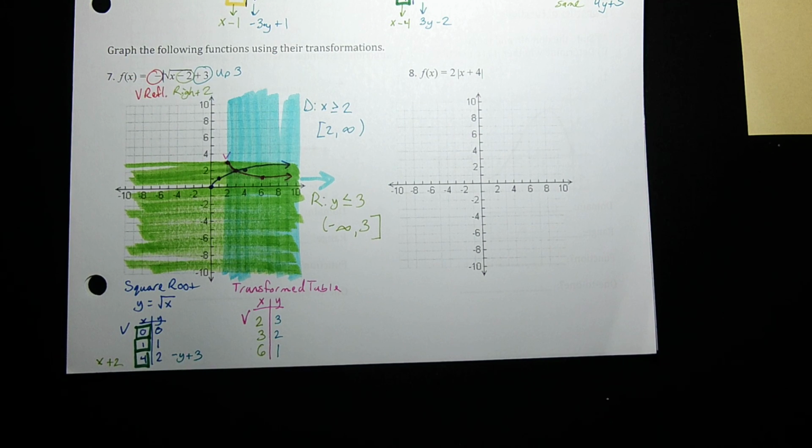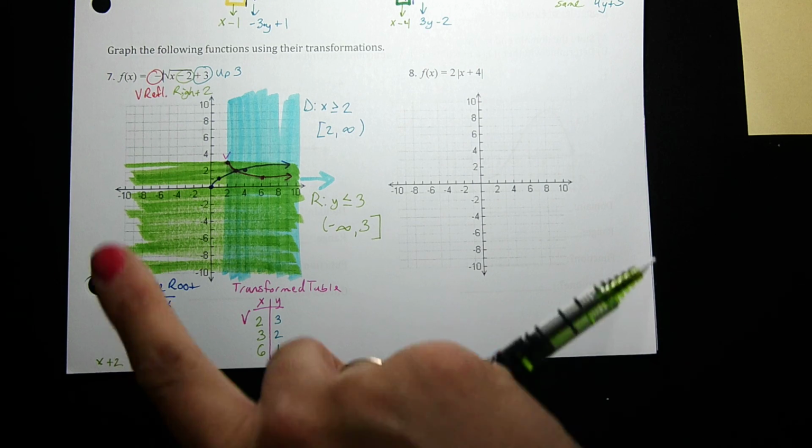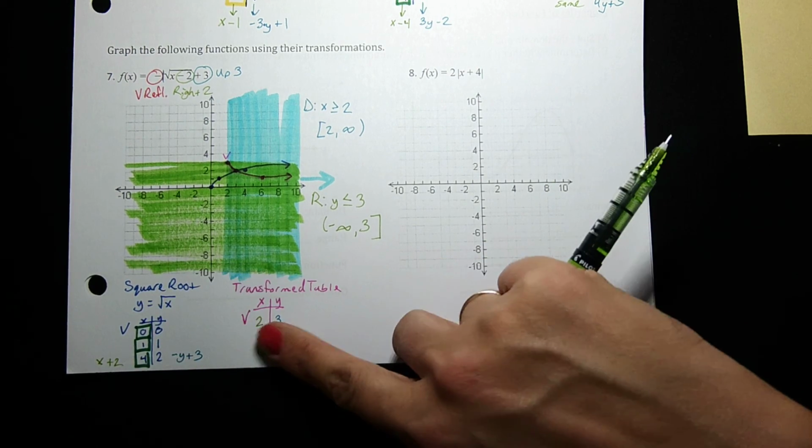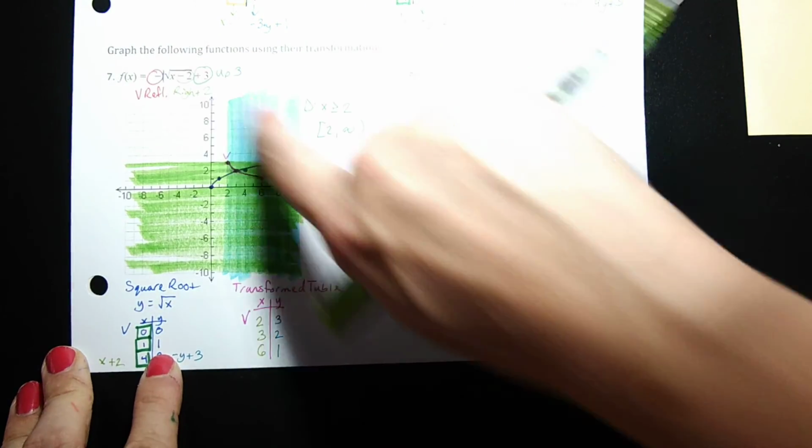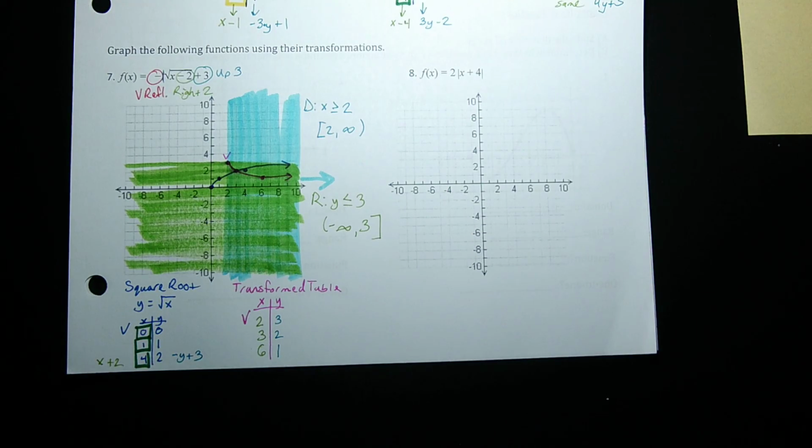I want you to try number 8 completely on your own. Make the parent table, make the transform table, state the transformations, and then state the domain and range.